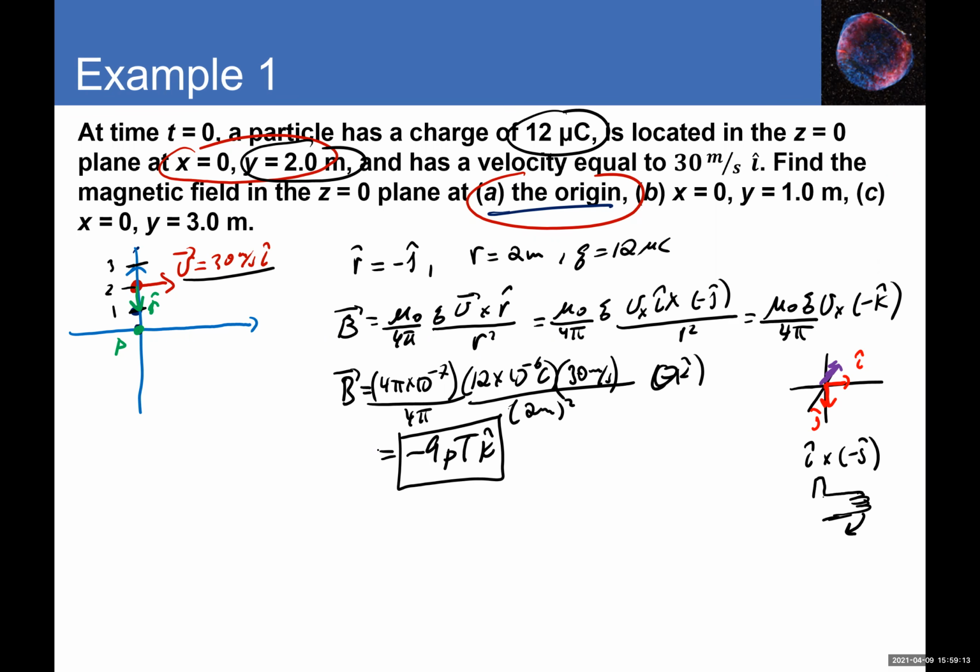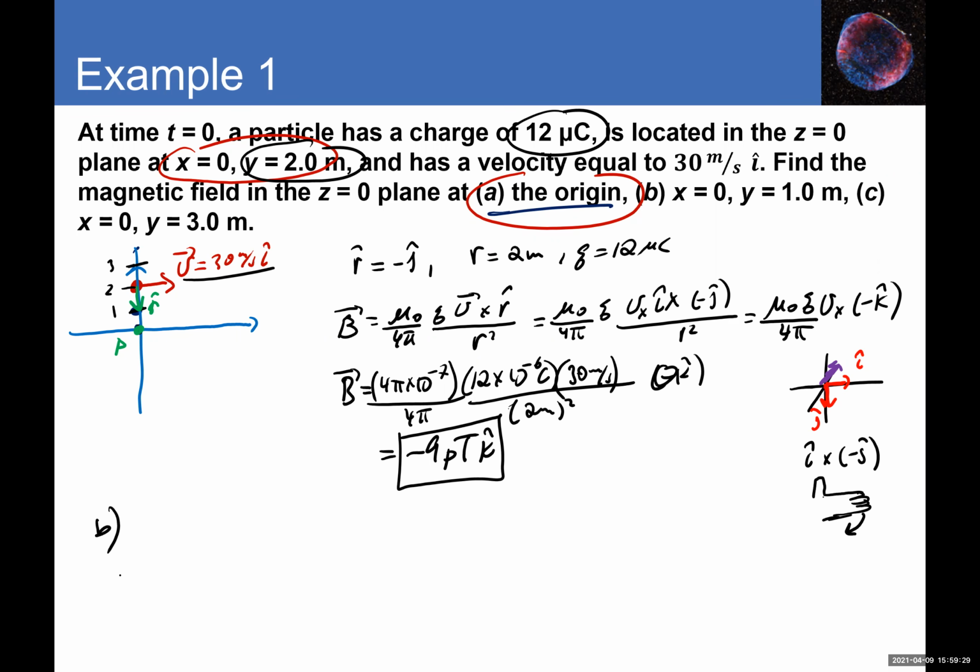As you can see, it's a very small magnetic field. Pico is 10 to the negative 12, because that's just a single charge. The magnetic field that they generate is extremely tiny, but we can obviously calculate that.